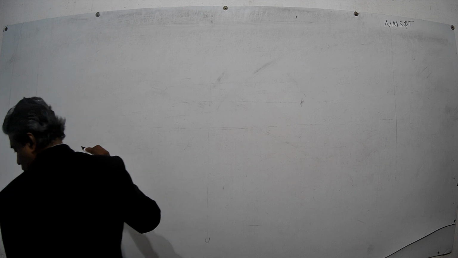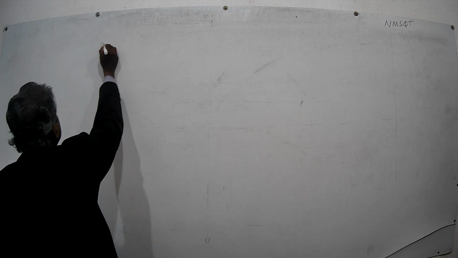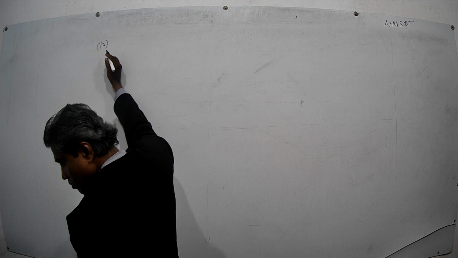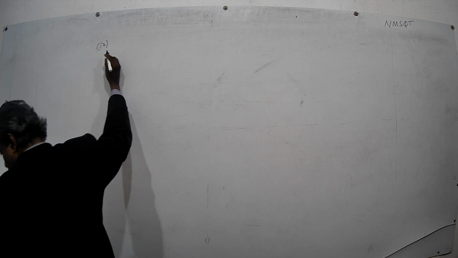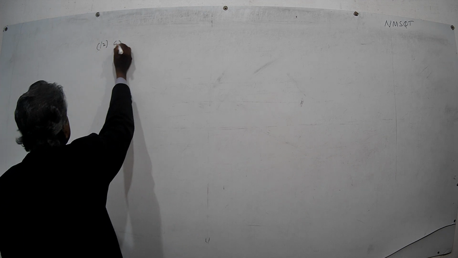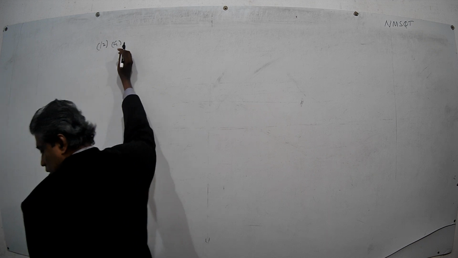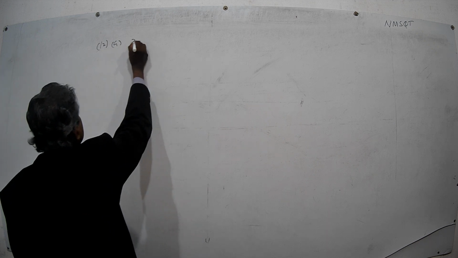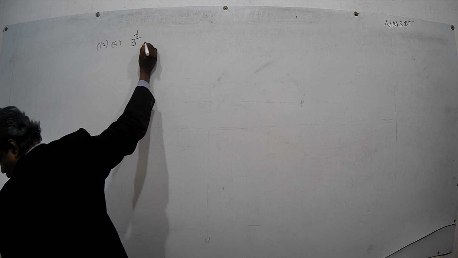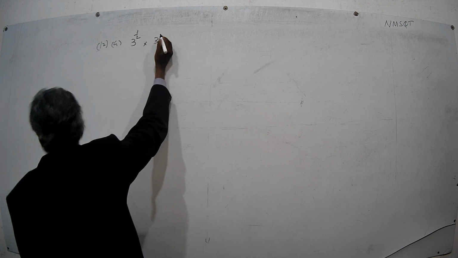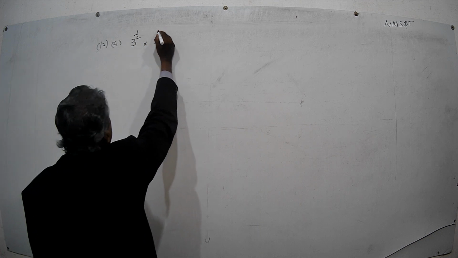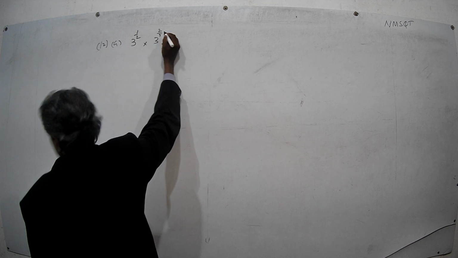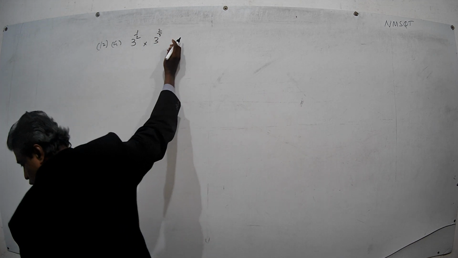Now the 12th one. 12th one is like this. 12a. They say like this: 3 to the power half into 3 to the power 2 over 5 equals 3 to the power m.